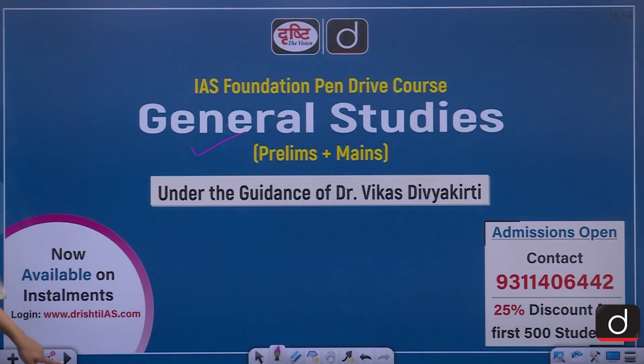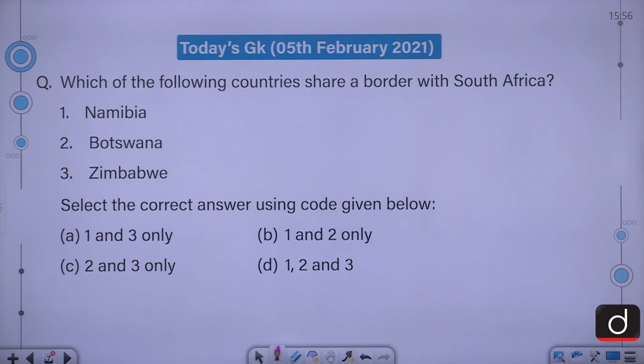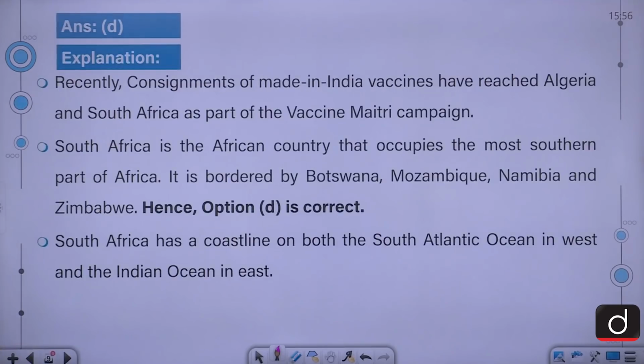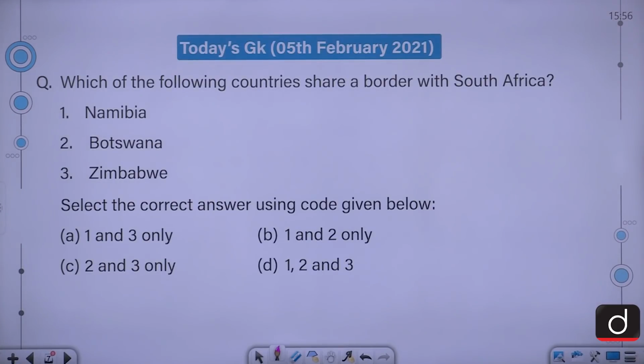So let's move on to our next question. Which of the following countries share a border with South Africa? Namibia, Botswana, Zimbabwe. Select the correct answer using the code given below. 1 and 3 only, 1 and 2 only, 2 and 3 only, 1, 2 and 3. The correct answer to this question is D, that is 1, 2 and 3.